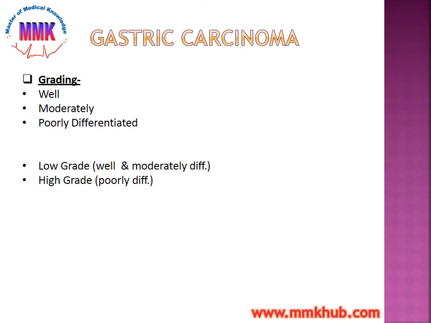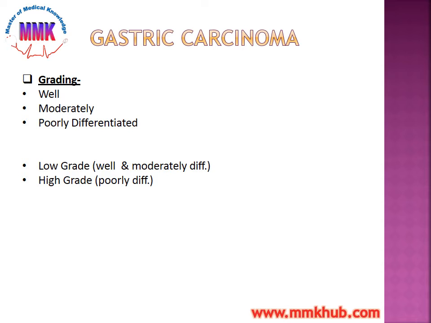On the basis of grading, we divide gastric carcinoma into well differentiated, moderately differentiated, and poorly differentiated carcinoma. Differentiation depends upon how closely the tumor cell resembles the original cell type. For example, in well differentiated carcinoma, the tumor cells more closely resemble the original gastric epithelial cells, while in poorly differentiated carcinomas of the stomach, the tumor cells least resemble the gastric epithelial cells.